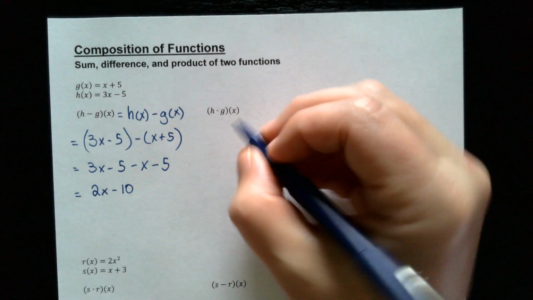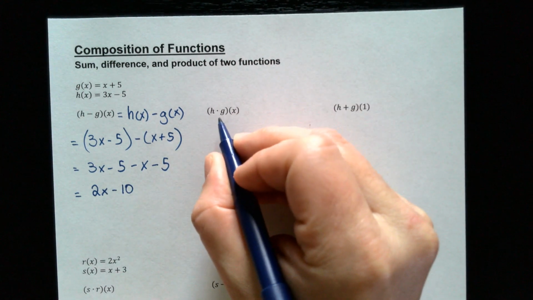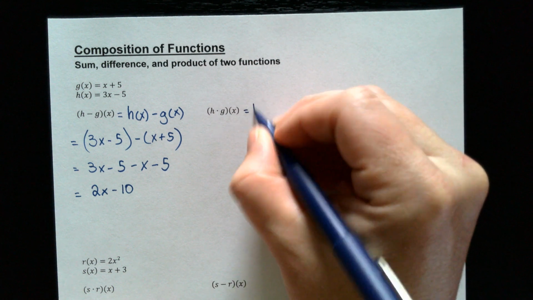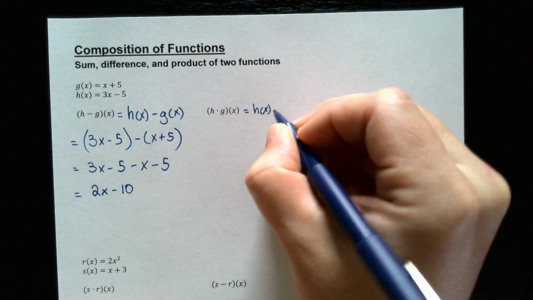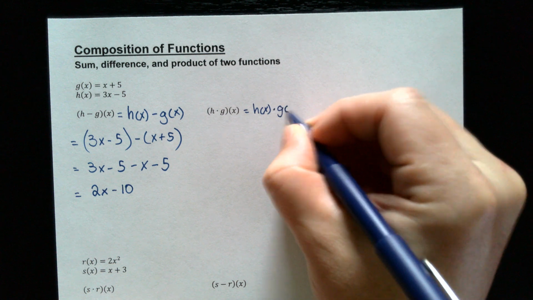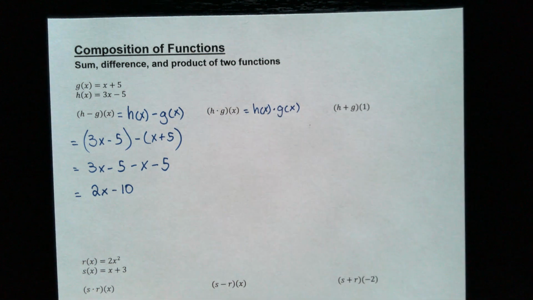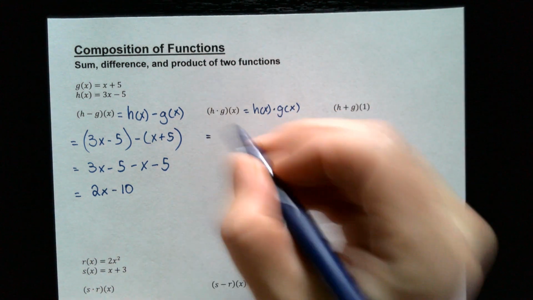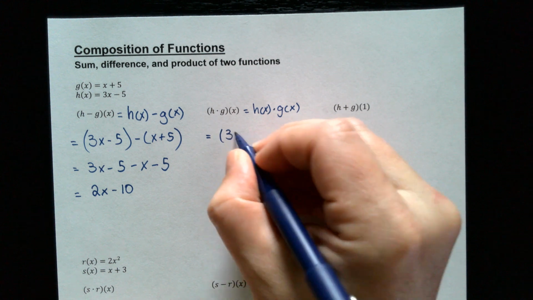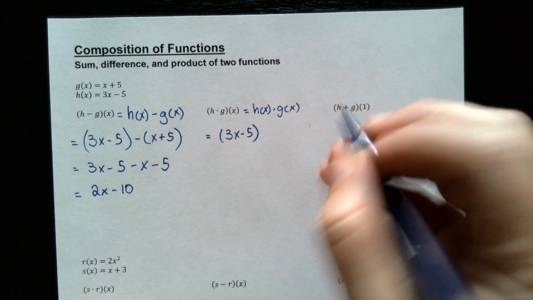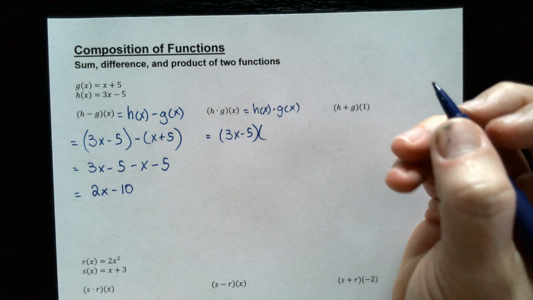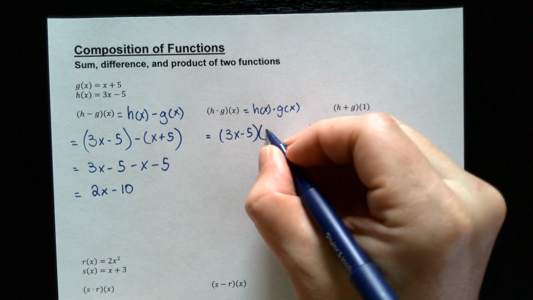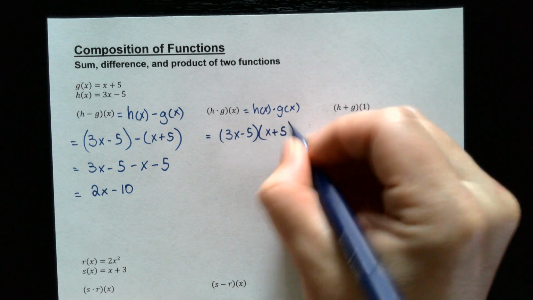Okay, now let's take a look at this next one. We have a product here, which means that we're going to take the h of x function and multiply it by the g of x function. That's what this notation means. Okay, so we have the h of x, that's going to be 3x minus 5, and then times, so I'll just write it right next to it, the g of x, which is x plus 5.